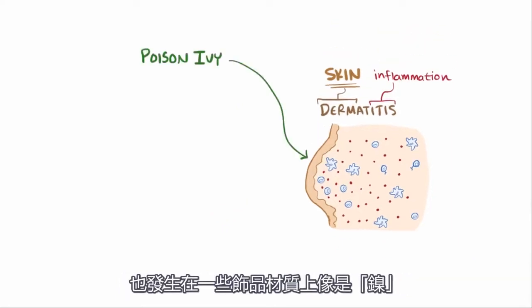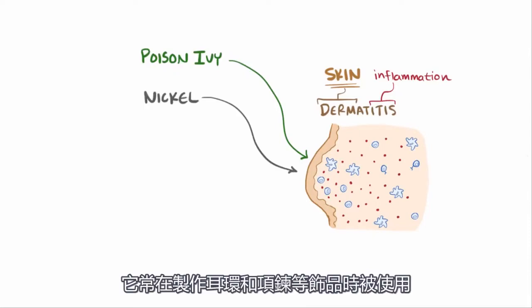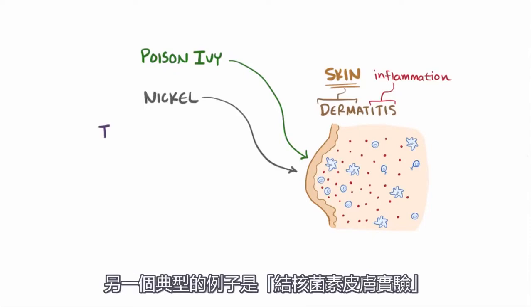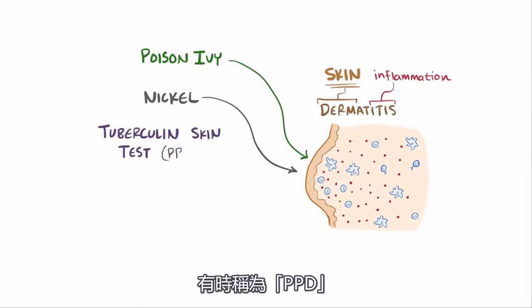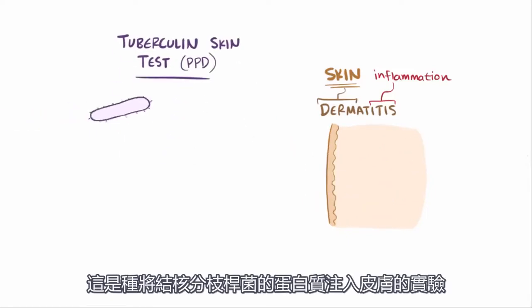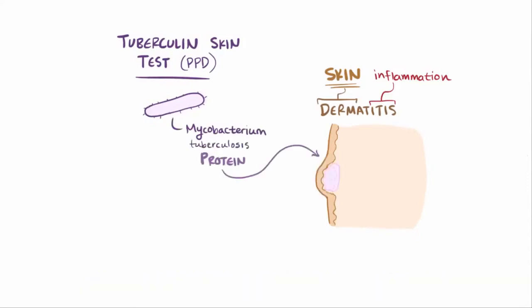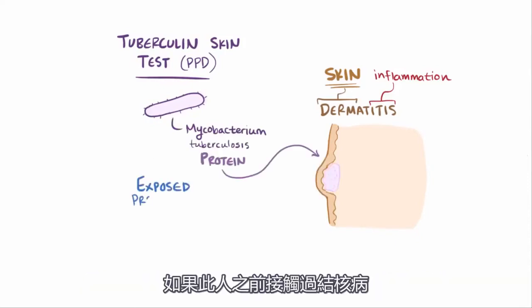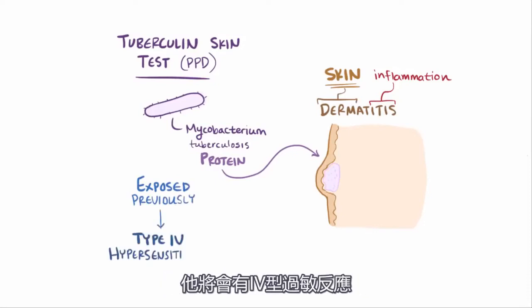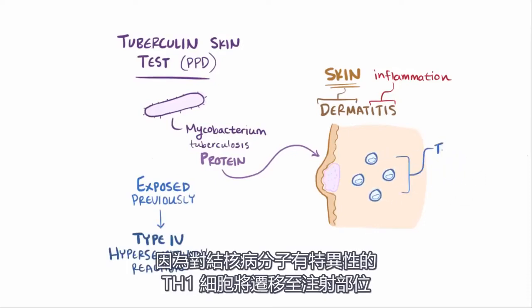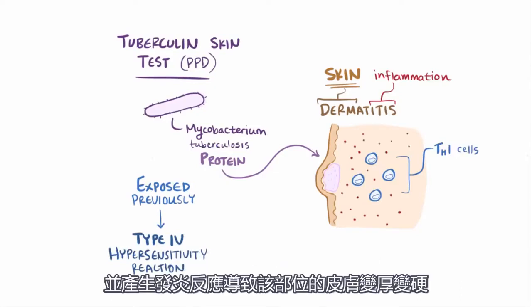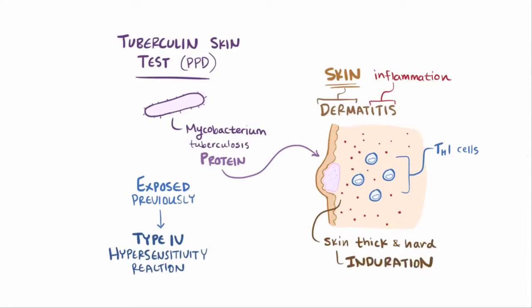It can also happen in some people in response to wearing nickel, which is often found in earrings and necklaces. And another classic example is a tuberculin skin test, sometimes called a PPD, which is where a protein from the bacteria Mycobacterium tuberculosis is injected into the skin. If that person's been exposed to TB previously, they'll develop a type 4 reaction, where TB-specific Th1 cells will migrate to the injection site and create an inflammatory response that results in the skin getting thick or hard, called induration.